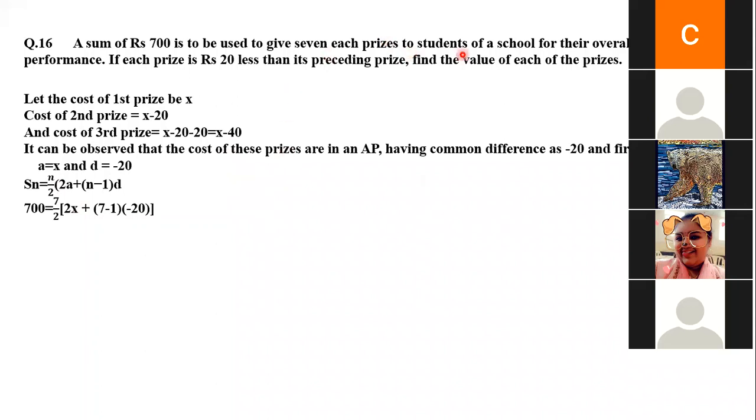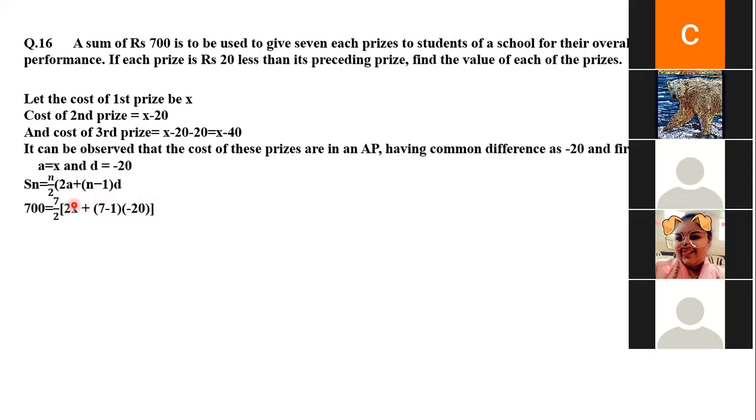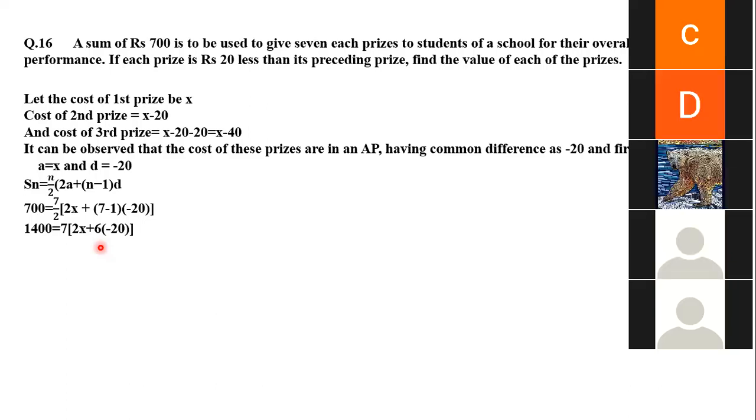N value: we know 7 students are there, 7 prizes they are going to give. 700 they are going to give for 7 prizes. So N value is 7. Apply the values and tell me the X value now. I want to know the X value. Ma'am, I found out, it's 160. X value is 160.